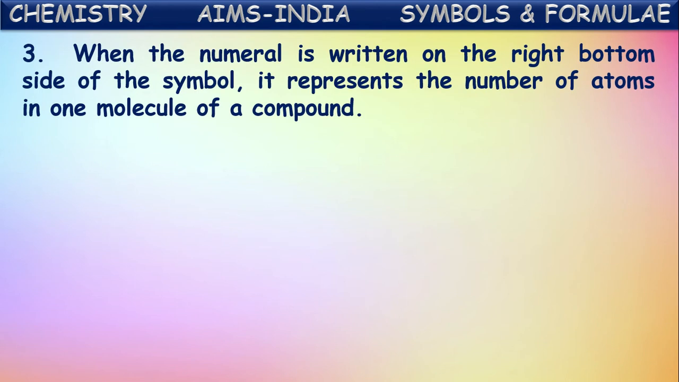Okay, next one more point. When the numeral is written on the right hand side bottom of the symbol, it represents the number of atoms of that element in one molecule of a compound. So instead of writing at the left hand side or before the formula, if a number is written at the right hand side bottom of the symbol, then that represents the number of atoms of that element present in one molecule of that compound.